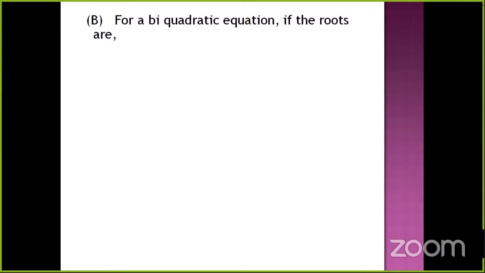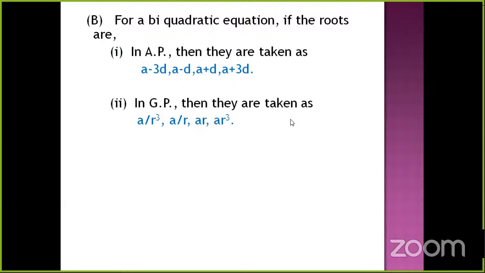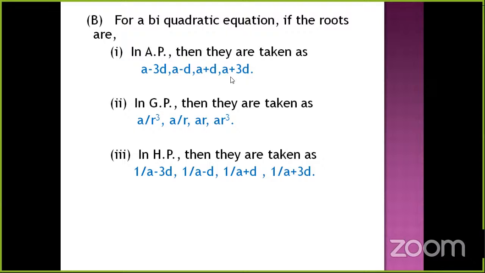If they give a biquadratic equation, that is a 4th degree polynomial equation, and say the roots are in AP, then we consider the roots as a minus 3d, a minus d, a plus d and a plus 3d. Again, d is the common difference. In GP, we take a by r cube, a by r, ar and ar cube. Children, you can check by the concept that T2 by T1, T3 by T2 give the same ratio. Next, if the roots are in HP, we take the reverse of this AP.